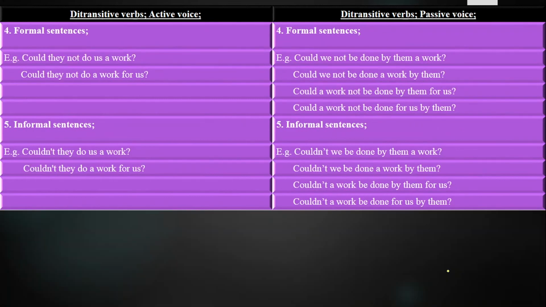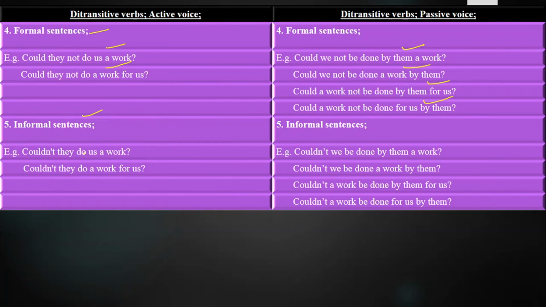Next we have got formal sentences. Those sentences in which we ask question, deny the statement and we ask them in a formal and polite way are called formal sentences. Could they not do us a work? Could they not do a work for us? Could we not be done by them a work? Could we not be done a work by them? Could a work not be done by them for us, and could a work not be done for us by them?